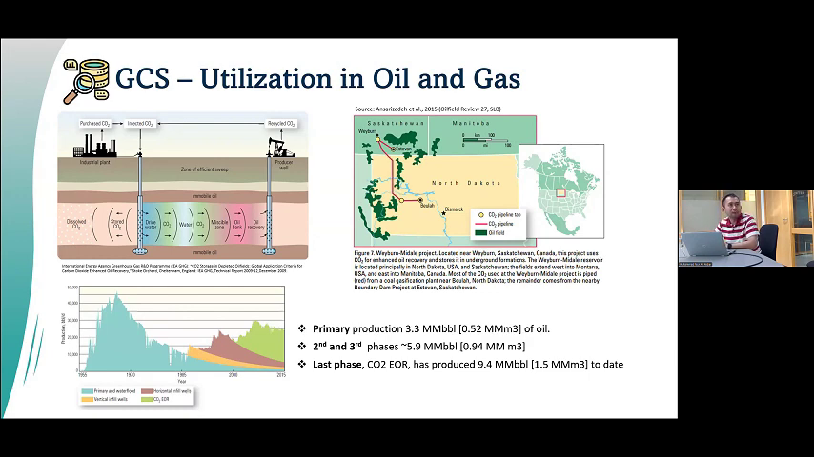This is one of the examples coming from projects in North America, together with Canada. So the CO2 has a big impact regarding the recoverable volume in the field here. The productivity of the reservoirs can be increased up to triple due to the CO2 injection. So this is one of the important CO2 utilizations in EOR.